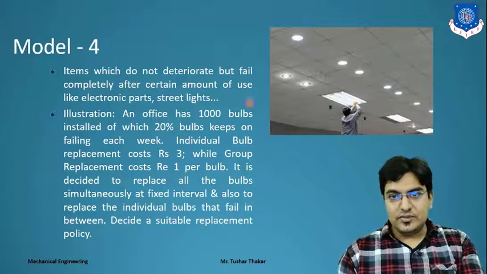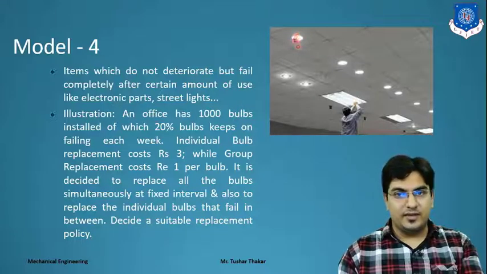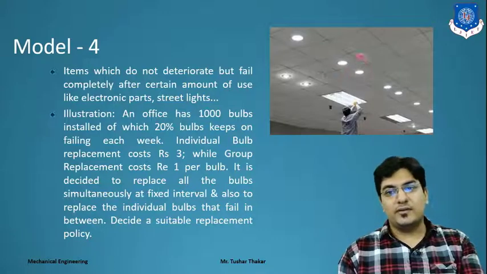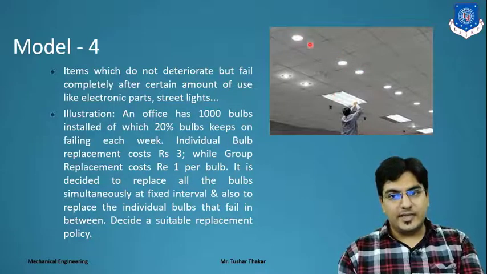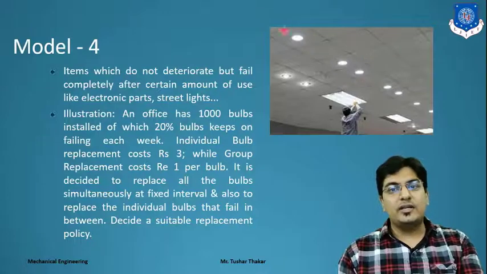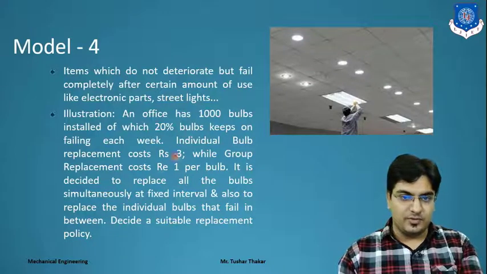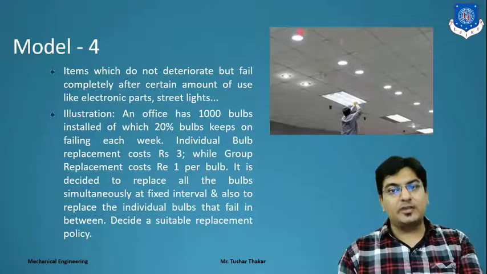Let's see. Take one example here. This bulb will fail in 3 days. These two bulbs will fail in another 2 days. So what happens? We have to replace them individually. The individual cost is 3 rupees each, means 3 rupees, 3 rupees, 3 rupees. So replacement of 3 bulbs costs us ₹9. But after 5 days we have to replace all 3 bulbs.